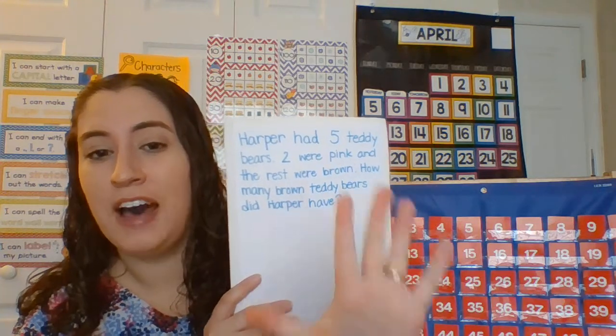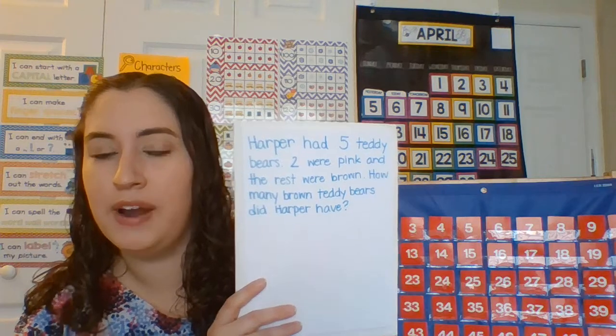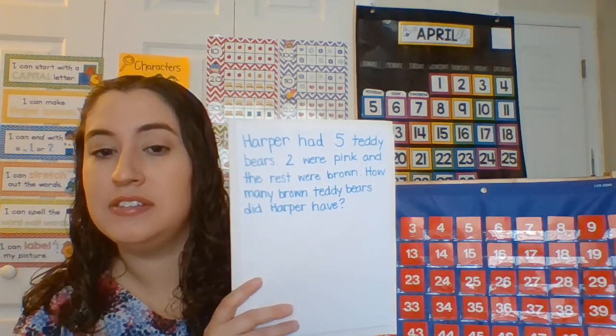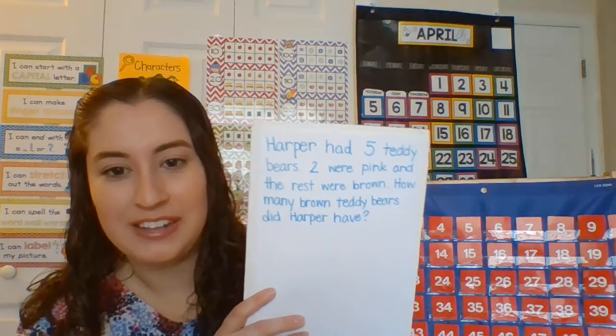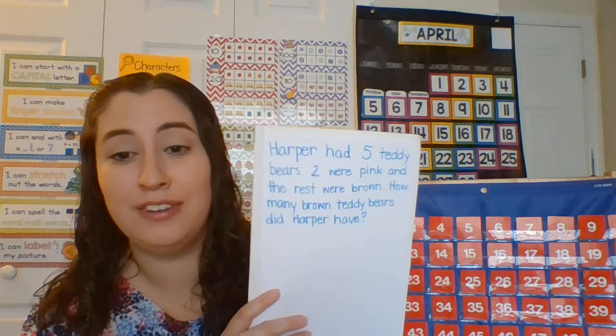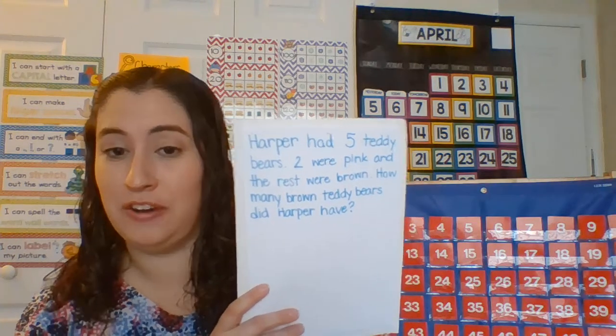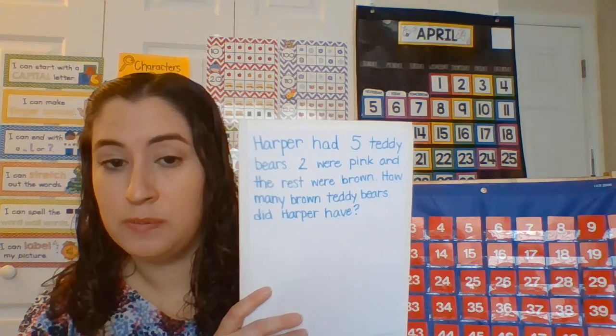So Harper had 5 teddy bears. 2 of them were pink and the rest were brown. How many brown teddy bears did Harper have? Now, friends, you can use your crayons. You can draw teddy bears if you want to. Now is your time to be creative because we're not in the classroom, so you can take a little bit longer if you need to. But she had 5 teddy bears, 2 were pink, the rest were brown.